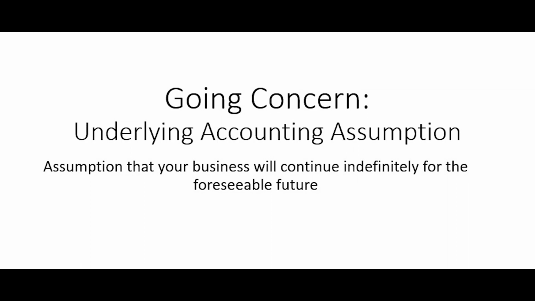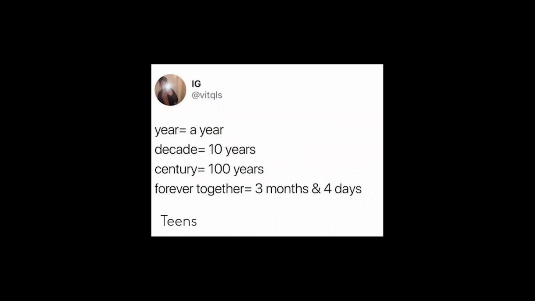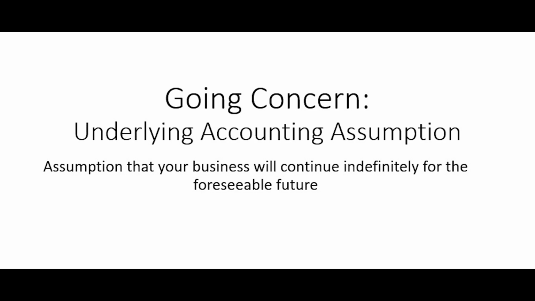And it talks about how going concern is an underlying accounting assumption. Going concern means that your business will continue for the foreseeable future. So it's not going to end in another 10 months or 11 months. It's not a relationship. So you're optimistic and you're saying, my business will continue for the foreseeable future for an indefinite period of time.